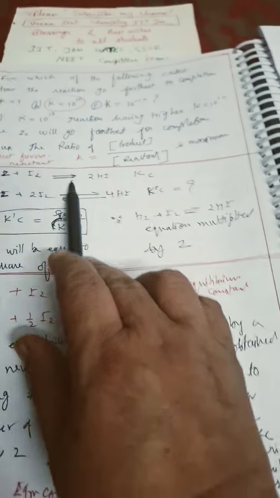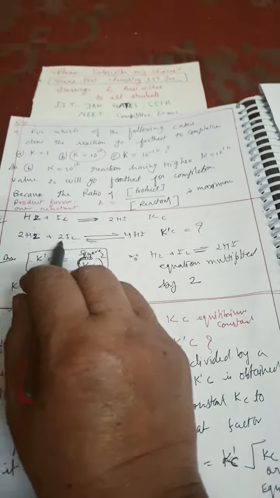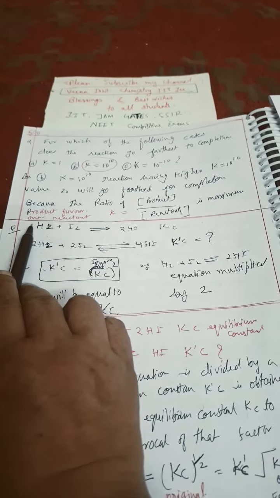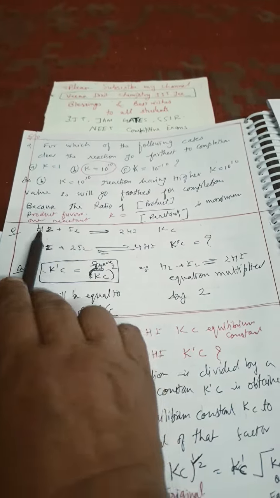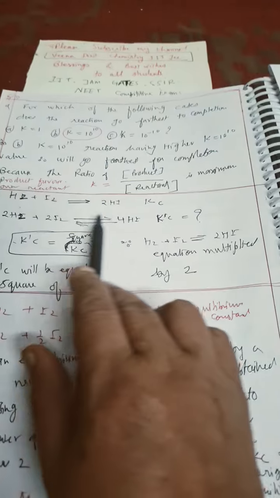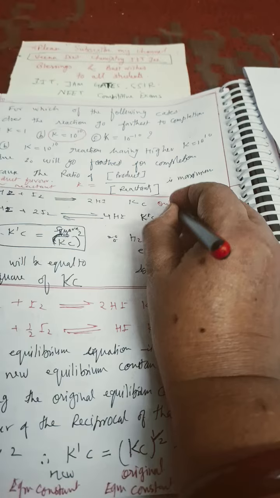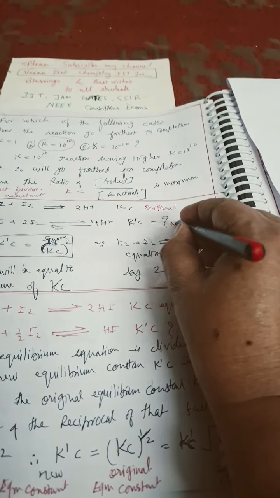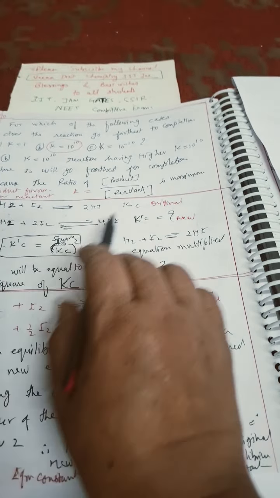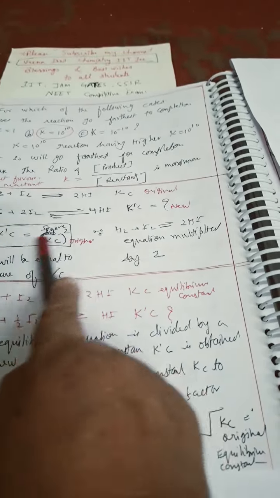Now, H2 plus I2 gives 2HI, with K equal to Kc. Suppose 2H2 plus 2I2 gives 4HI. You have to find K dash C. See here, the reaction is multiplied by 2. When the reaction is multiplied by 2, the new Kc will be the square of the original Kc. This is the original, and this is new.